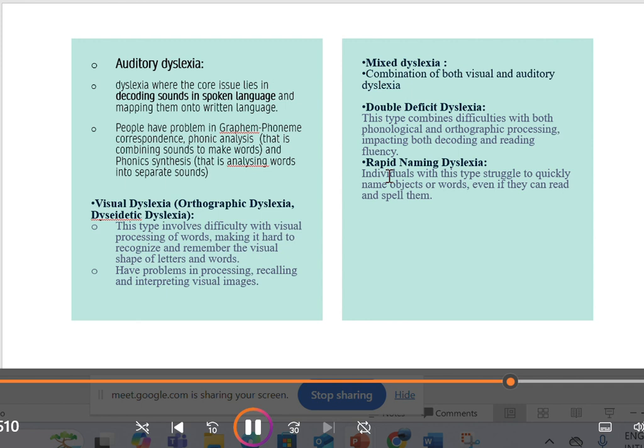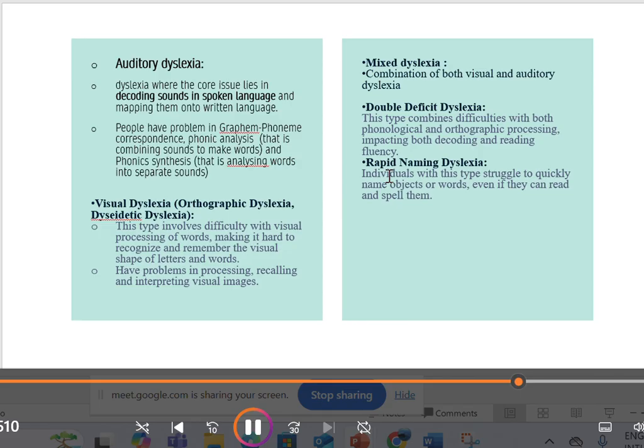Next is auditory dyslexia. Auditory dyslexia and visual dyslexia go together. Auditory dyslexia is where the core issue lies in decoding the sounds in spoken language. Mapping sound and letter is the main problem in auditory dyslexia. People have problems in grapheme-phoneme correspondence, phonic analysis, that is combining sounds to make one word, and also phonic synthesis. One word cannot be decoded into its different sounds. It is not possible for auditory dyslexia.